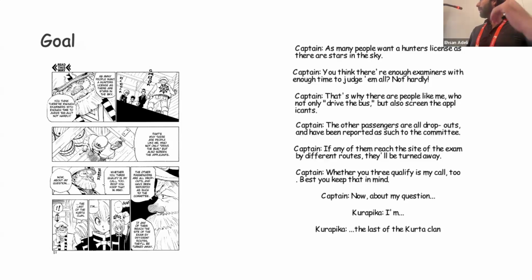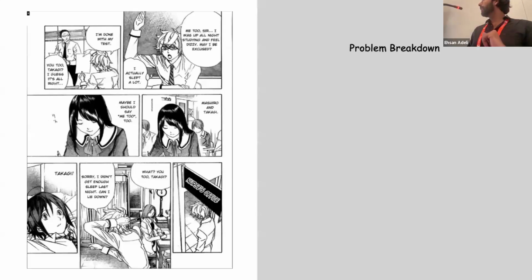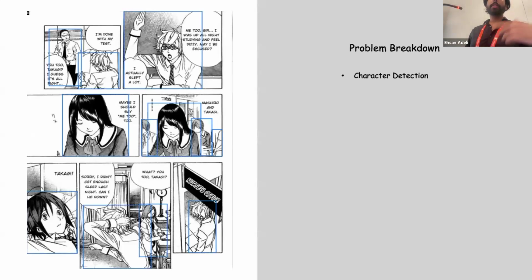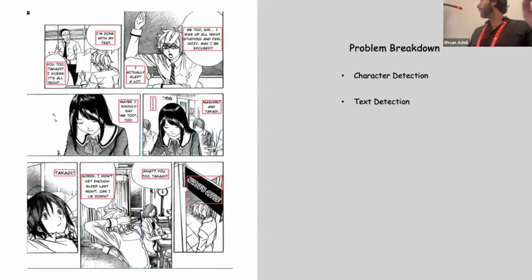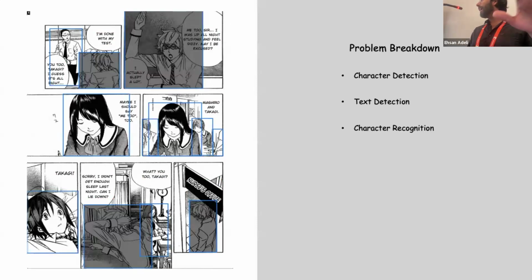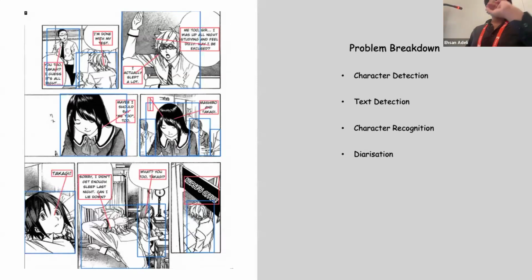Now, let's unpack that a little bit. If you've got a page like this, we obviously want to detect all the characters to figure out who's saying what. Then we want to figure out where all the text boxes are. We want to recognize the characters, to say that these two girls are the same, those four boys are the same, and everything else is not really reappearing. We then want to match the text to the characters saying it. This is the speaker diarization element of it.